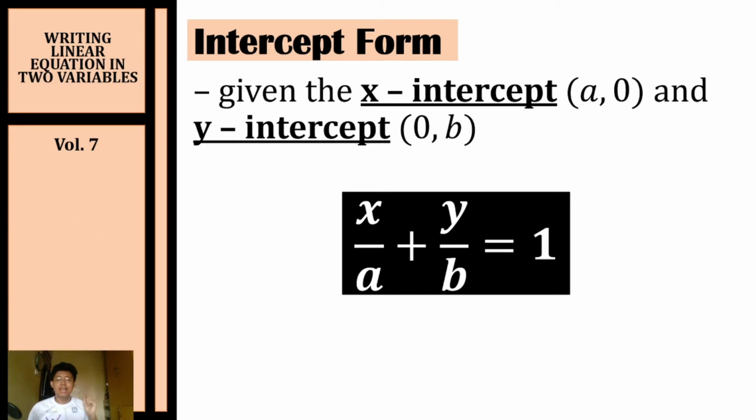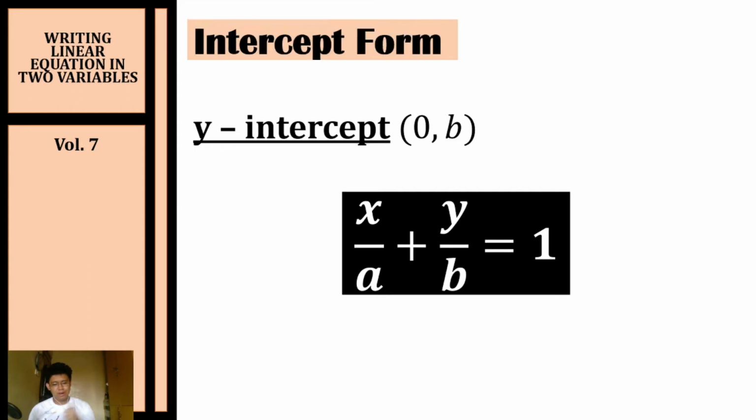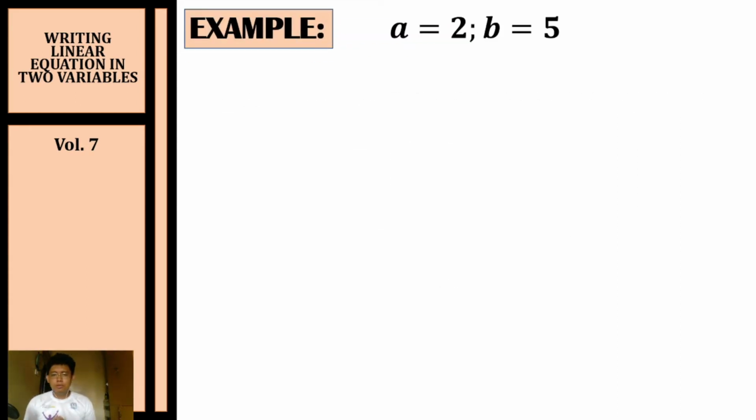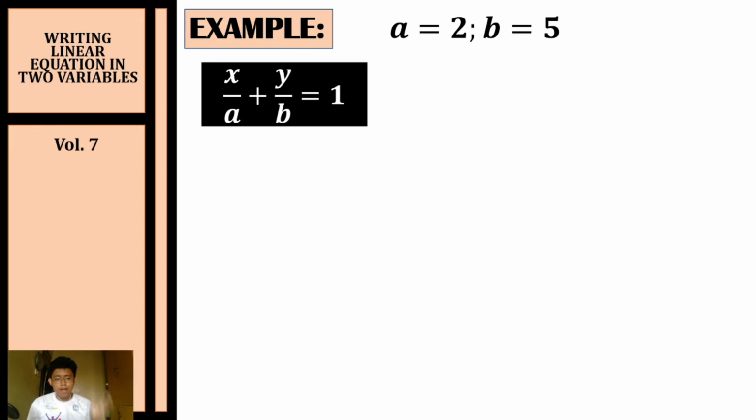Let's have our examples in writing our linear equation given the intercepts. Alright, let's have an example. So for example, we're going to write the equation of the line that will pass through our x-intercept, which is 2, and our y-intercept, which is 5. Now in this case, since we're given the intercepts, we're going to use the intercept form. X over a plus y over b is equal to 1. Then let's substitute the values of a and b in our intercept form. We will have x over 2 plus y over 5 is equal to 1.